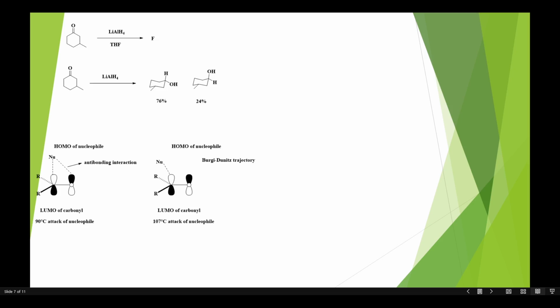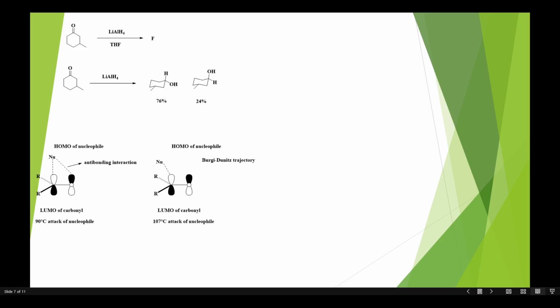It's not stable. Suppose that instead of lithium aluminum hydride, you have some bulky hydride reagent, I forget which. In that case, you will get the axial alcohol as the major product. If you use any bulky hydride donor reagent, you will particularly get the axial alcohol as the major product, selectively, maybe more than 99%.